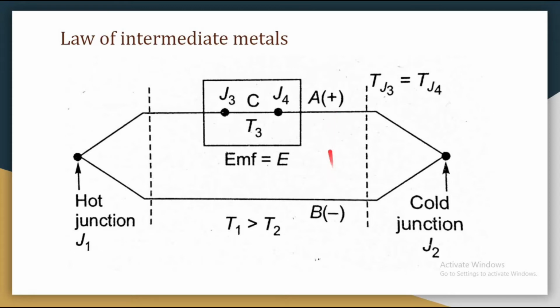Okay, दो dissimilar metals को connect करने के वजह से जो EMF generate हुआ है, that EMF will not be affected by the inclusion of a third metal, जिसको introduce करने के वजह से junction J3 और J4 create हुआ है. Okay, लेकिन इसमें भी एक condition है कि temperature at junction J3 needs to be equal to the temperature at junction J4.